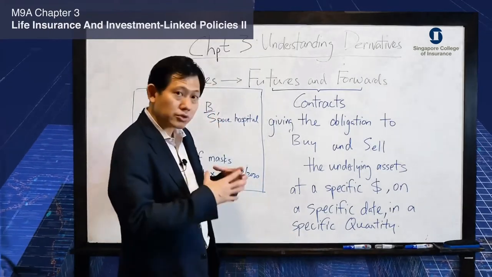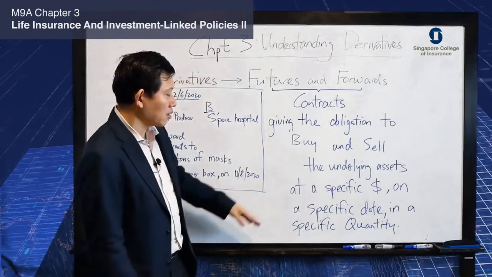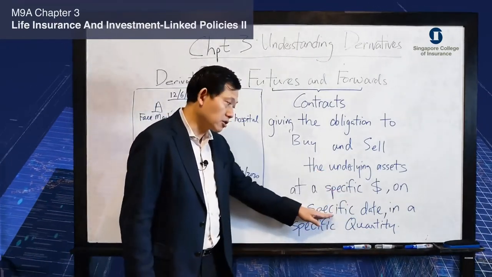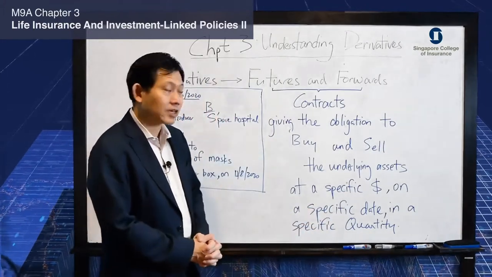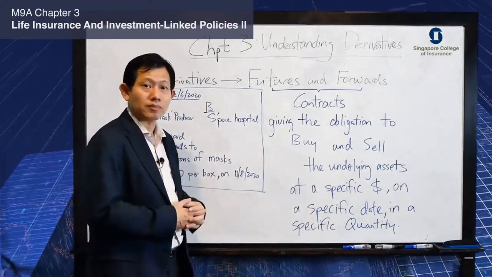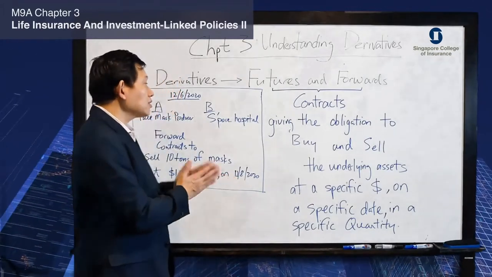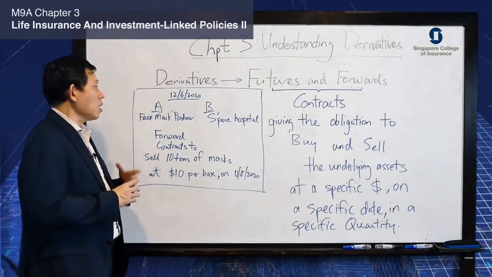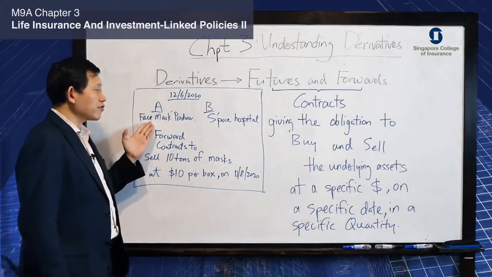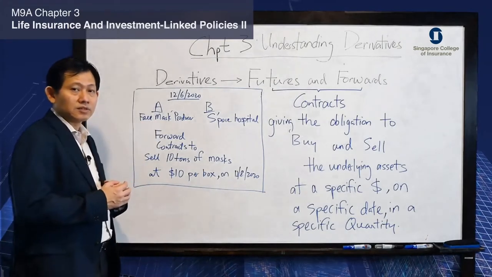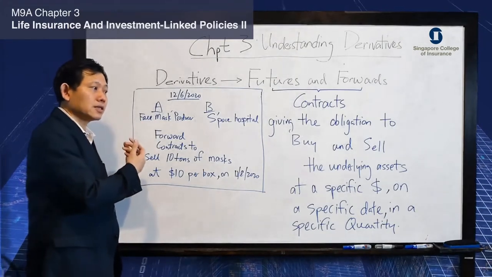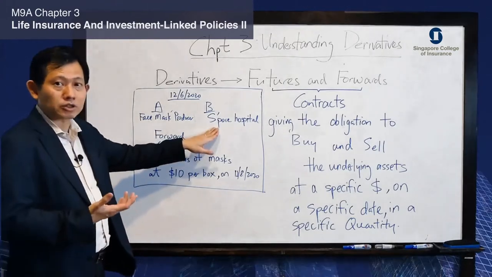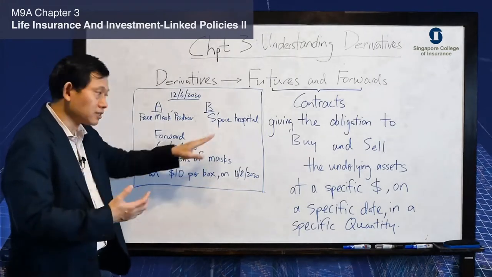Three things. Therefore, these contracts bind two parties on a specific underlying asset at a specific price, on a specific date to be delivered, and a specific quantity. It binds one party to sell, and one party to buy. It's a legal contract. Now, let me give you one example. Assume on the 12th of June 2020, we have A, which is a face mask producer in a country, for example Taiwan, and B is another legal entity, a Singapore hospital.